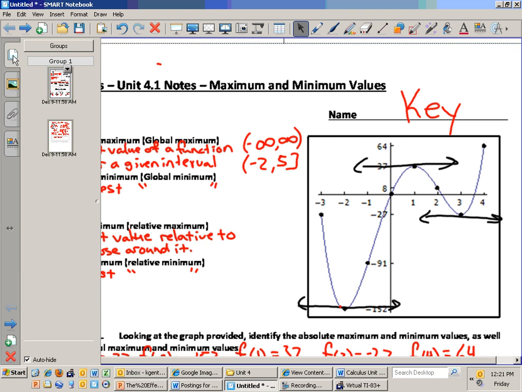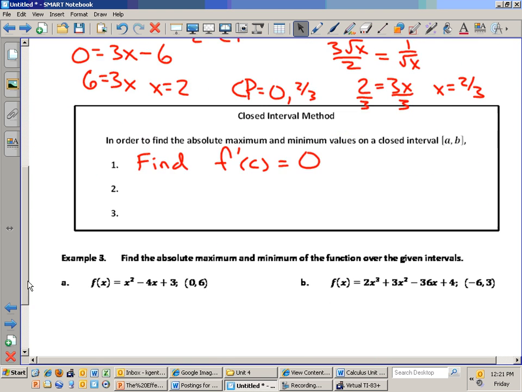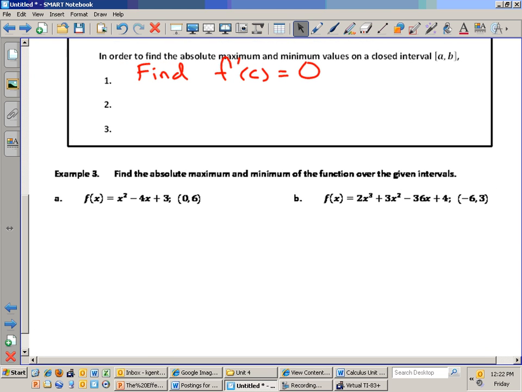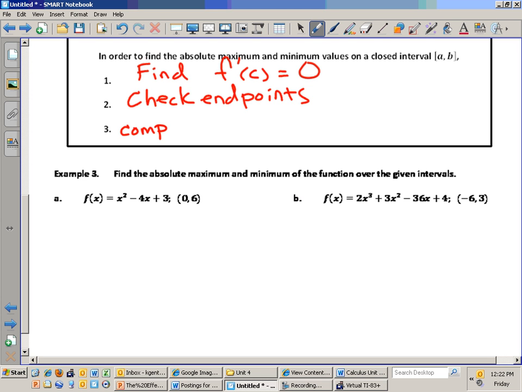Those we have to check our endpoints. And third of all, compare results.